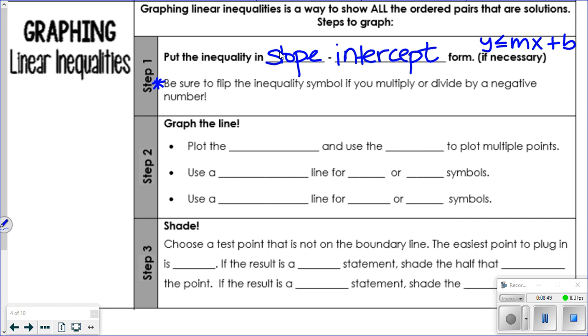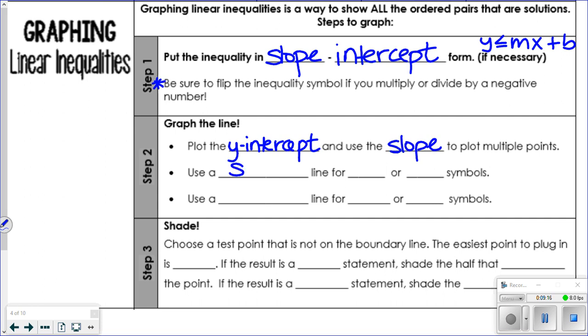Step 2, we need to graph the line. So first, let's plot our y-intercept on our y-axis, our b value. And then we're going to use our slope, our m, our rise over run, to plot multiple points. And don't forget, a positive slope increases, a negative slope decreases.